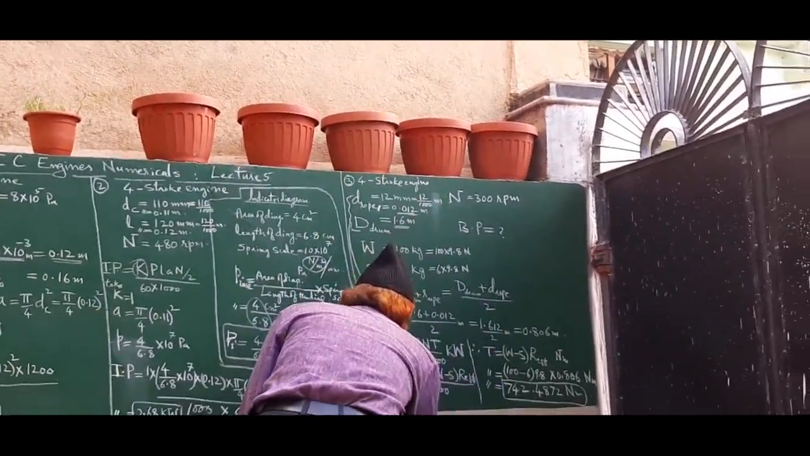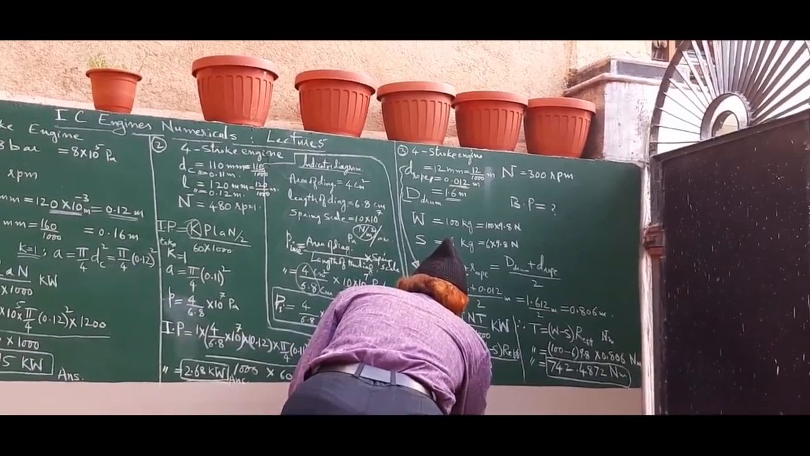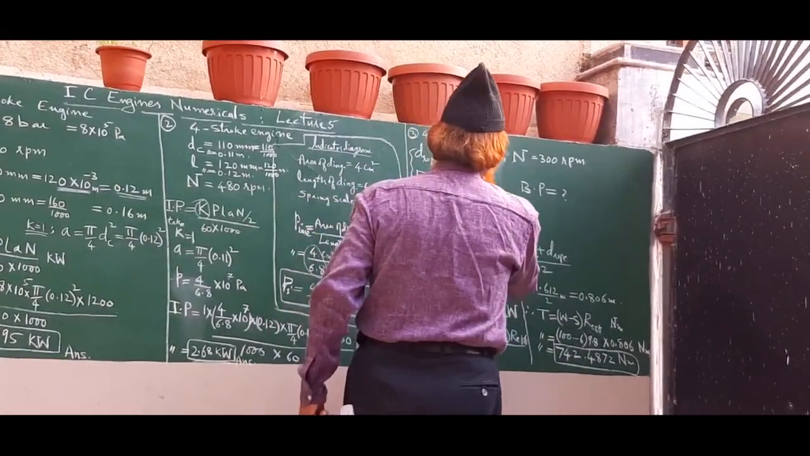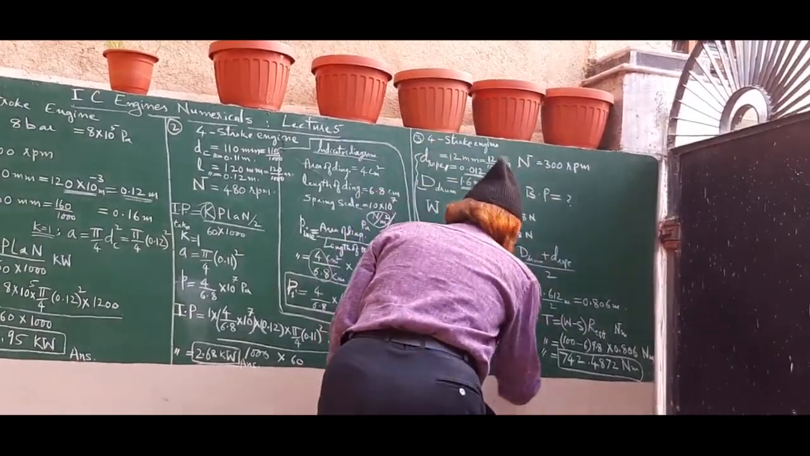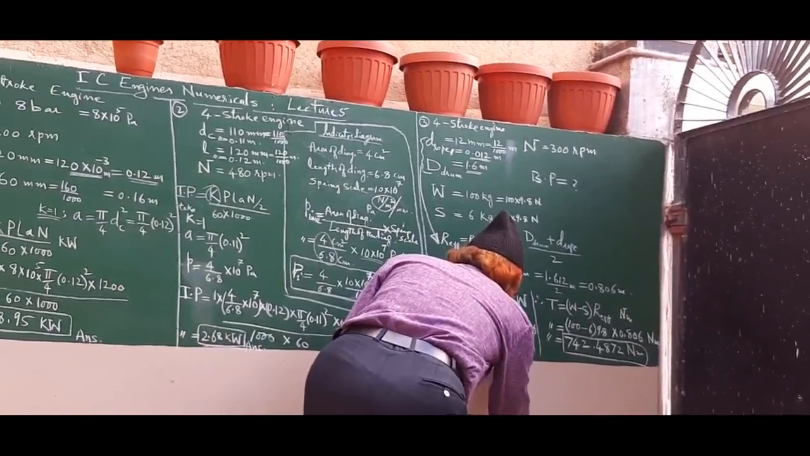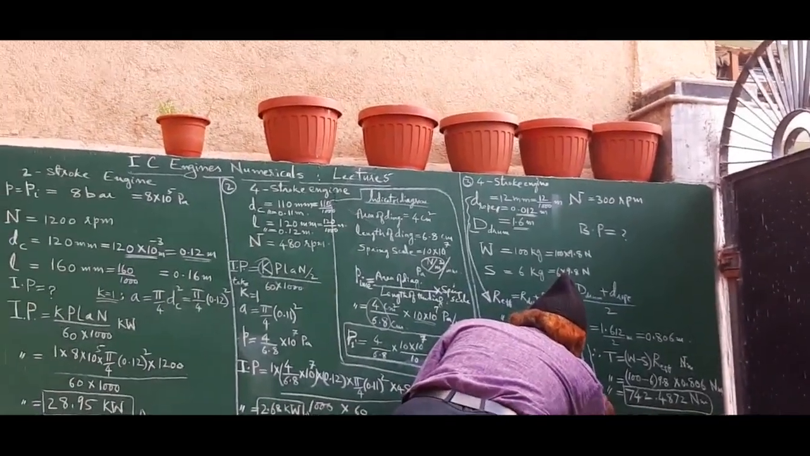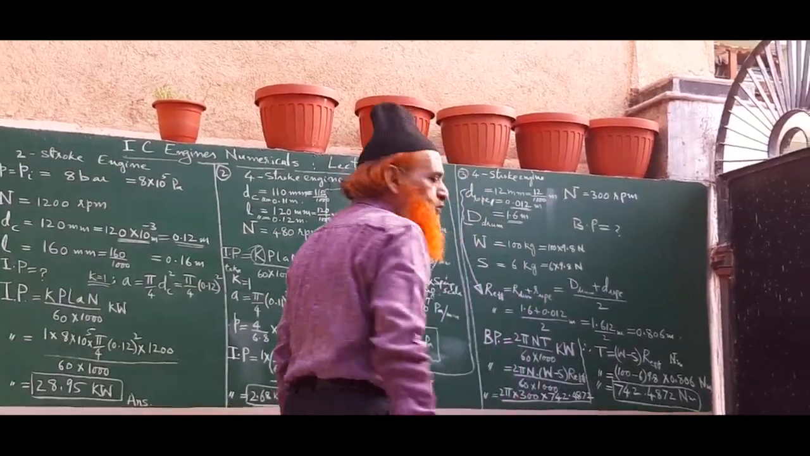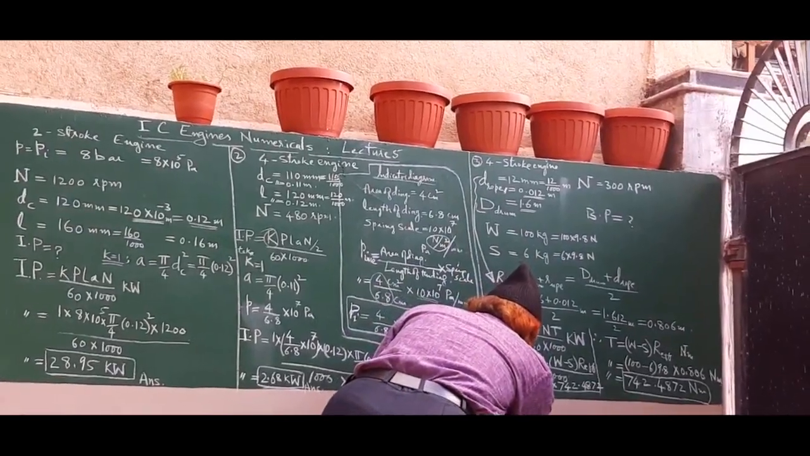Therefore, here you can write brake power is equal to 2 pi into, calculate. This you multiply by RPM. RPM is how much? RPM is given, no? 300. This you multiply by 300. And multiply by 2 into pi. And divide by 60 into 1000.